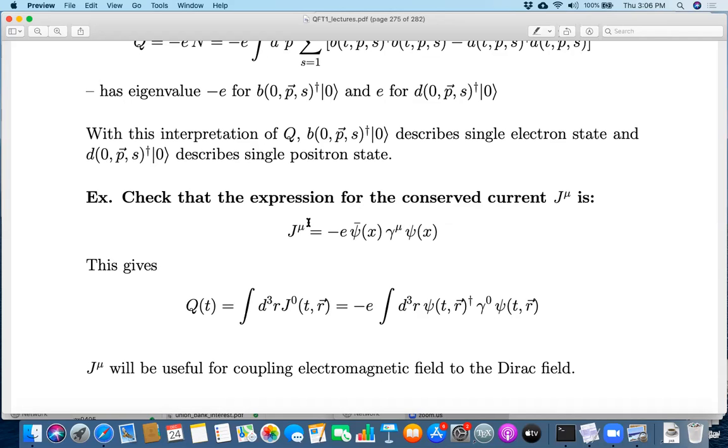Okay. Right? You're not going to get Maxwell's equations. You will get E equal to 0 and B equal to 0. Yeah, that won't work.